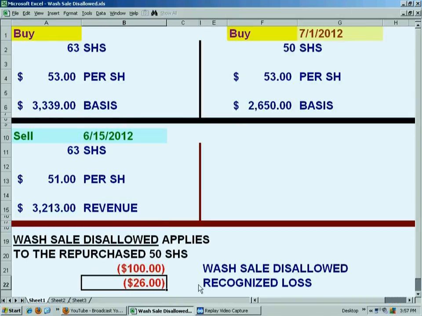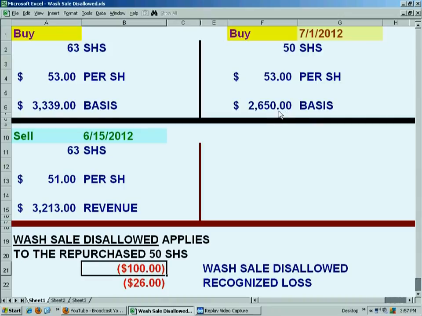So when you do this, though, you have the recognized loss in, say, this year of $26. Just keep a nice, simple example, right? Wash sale disallowed is $100. What happens with this $100 is you actually don't lose it completely. What happens is it becomes part of the basis on the 50 shares that you bought. So your new basis is, instead of $26.50, it's $27.50.